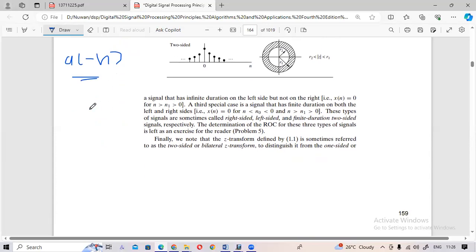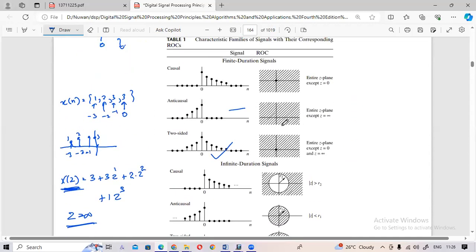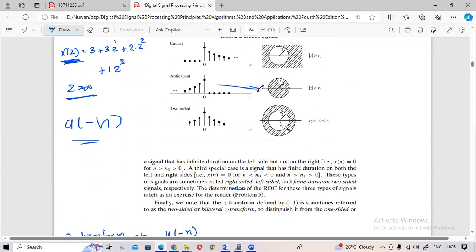I will not do it here because it is simple, not much difficult. So try to find the Z transform of u(minus n). This will be an anti-causal signal like this, and you can see that the ROC will be inside this circle, not outside. So it is vice versa of the previous case.